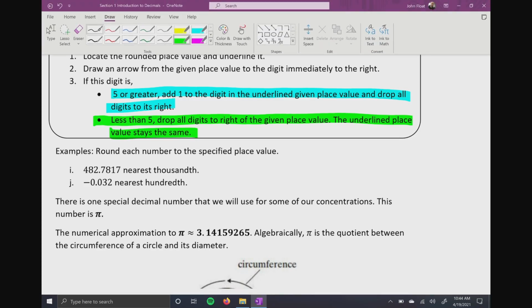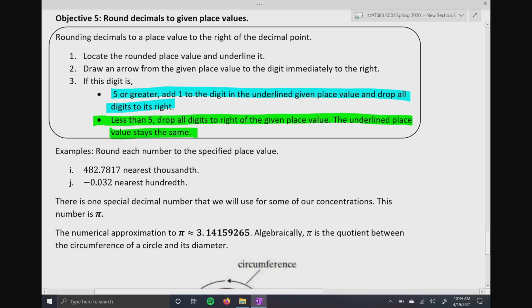So, with the very first one, 482 and, what is that? Wow, that's a crazy number. I'm not even going to read it. 482.7817. I get lazy when I read these. Other than if a question asks you how to write a decimal, I'll never ask you how to read it. Just read it like I do. 482.7817.